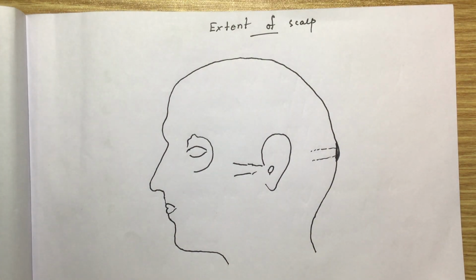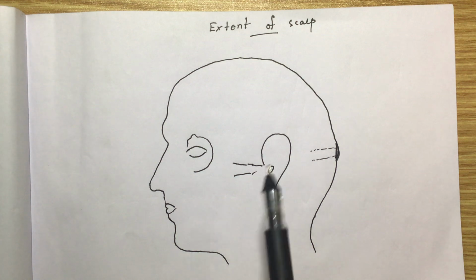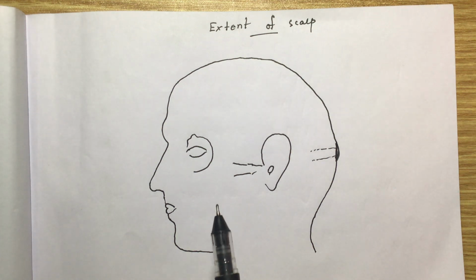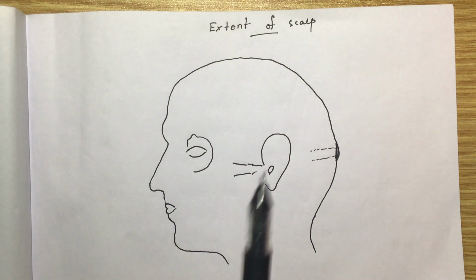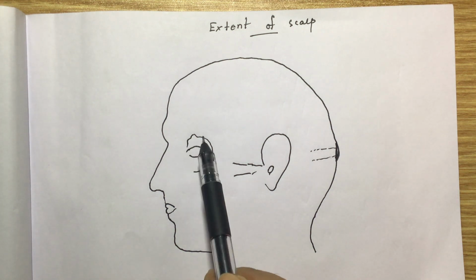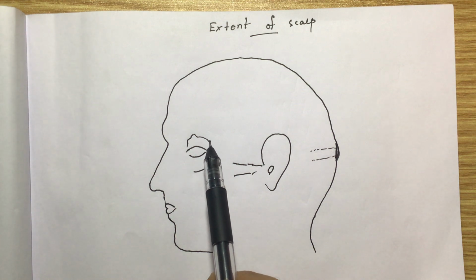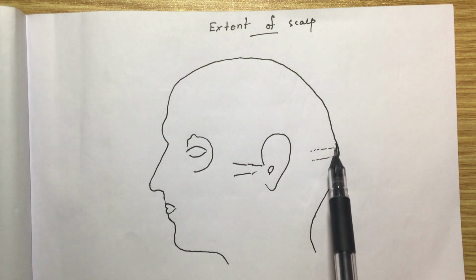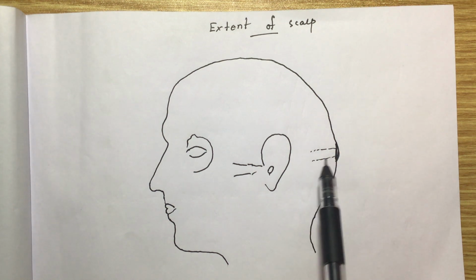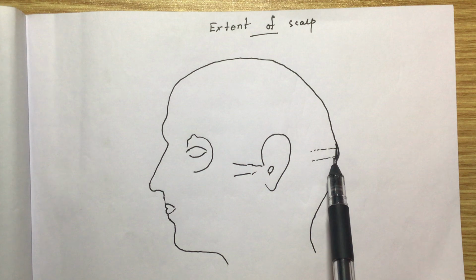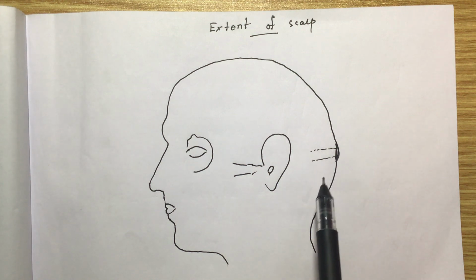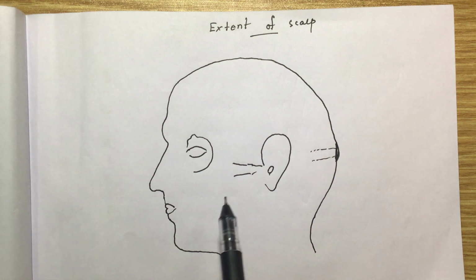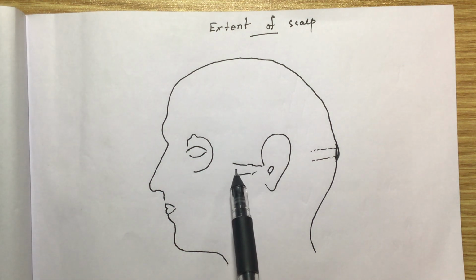What is scalp? Scalp is a soft tissue which covers the vault or calvaria of the skull. It extends anteriorly up to the eyebrow or supraorbital margin. Posteriorly, it extends up to the external occipital protuberance and the superior nuchal line. This one is the highest nuchal line. Laterally, the scalp extends up to the zygomatic arch.